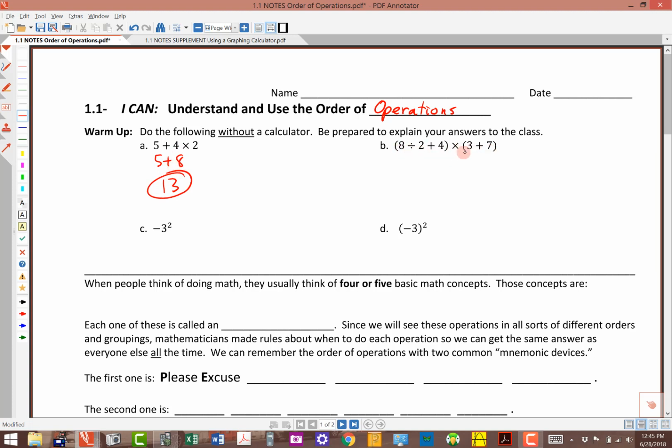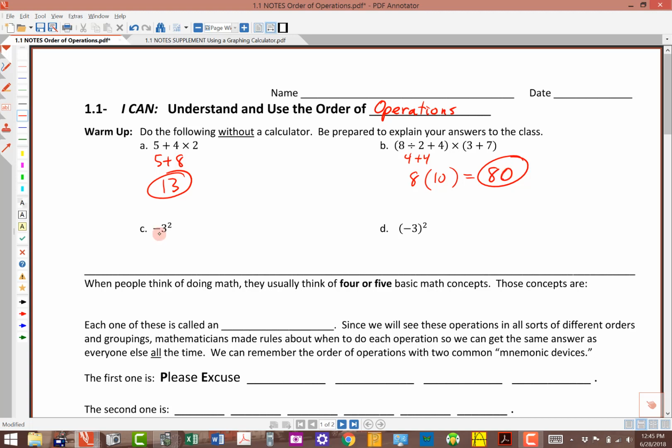Let's take a look here. We've got some parentheses on this one. So we've got 8 divided by 2 plus 4. We'll do the division first. So this is going to be 4 plus 4. So that's going to be an 8 here, and then I'm going to replace this times with just a set of parentheses. We're going to add these together. So we're going to do 3 plus 7, which is 10. So that's going to be 80. So I'm going to circle that answer there.